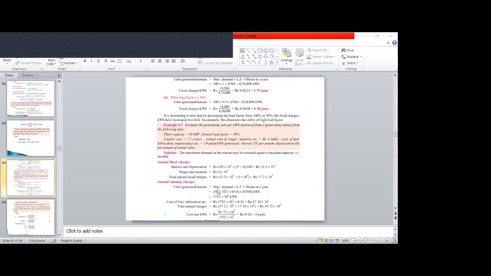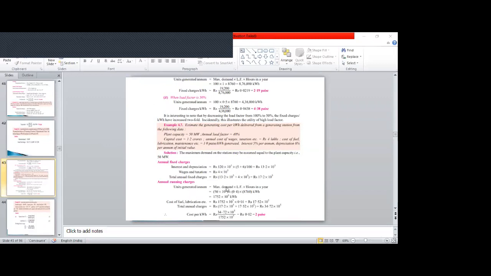So the main thing you have to understand from the data. Total capital cost is given as 1.2 crores. Then cost of wages, taxation will come under running charge or operating charge, that is 4 lakhs. Fuel, lubrication, maintenance is also under running charge. Whereas your interest and depreciation is only under fixed charge. Accordingly, you have to calculate. First calculate fixed charge and then running charge. So just you can note down the hint.